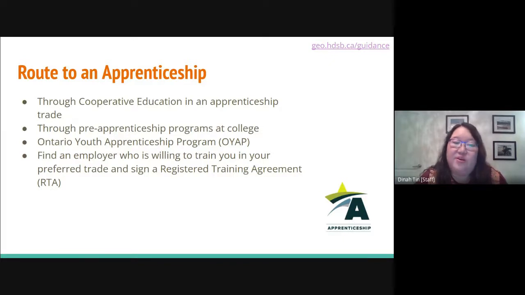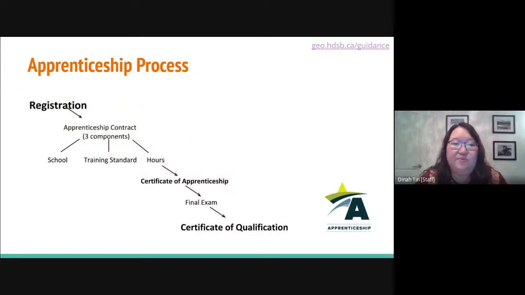You need to find an employer who's willing to train you in that preferred trade and then sign a registered training agreement. So this is the apprenticeship process simplified. You need to register for that apprenticeship. Then you have the apprenticeship contract, which consists of 3 components: a school component, a training component, and you need to earn a specific number of hours. After that, you will receive a certificate of apprenticeship. And once you've written your final exam, you'll get a certificate of qualification in that trade.